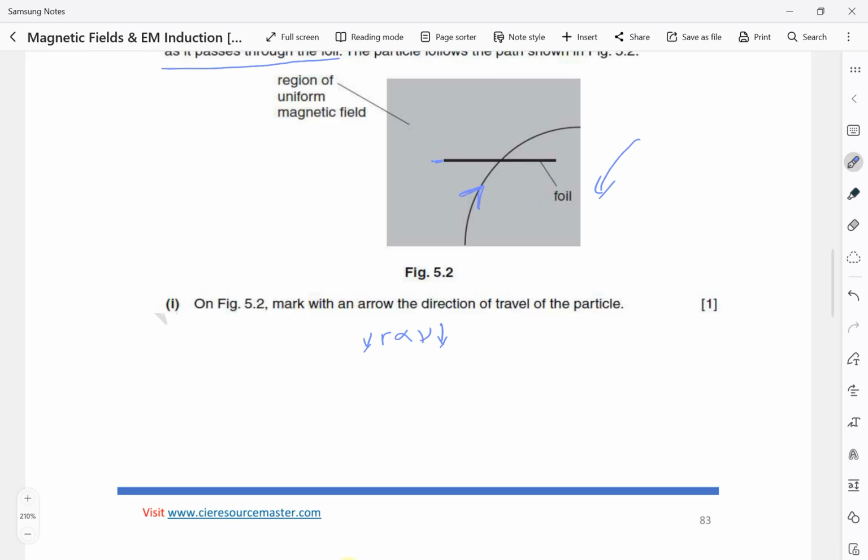Note that the other way around, if I made the arrow point downwards, the radius would be increasing after passing through the foil, since the path will be getting farther away from the foil. Yet, when you consider the arrow I've drawn here, the path is getting closer to the foil after passing through the foil. So the arrow should be pointing upwards, like that.